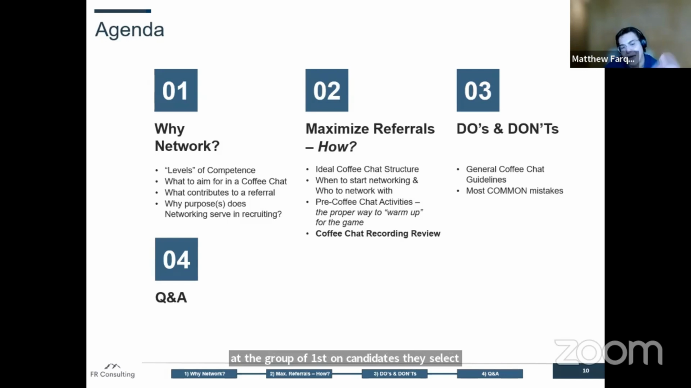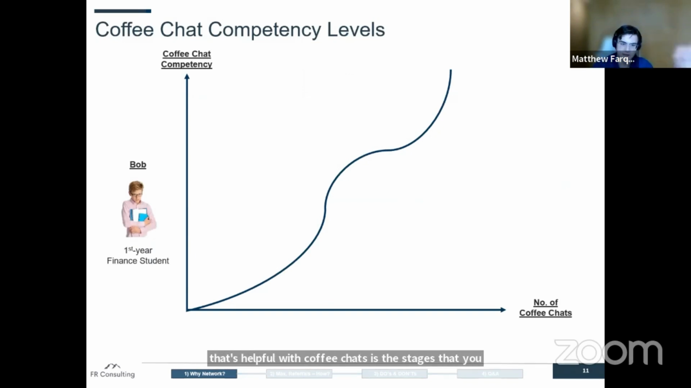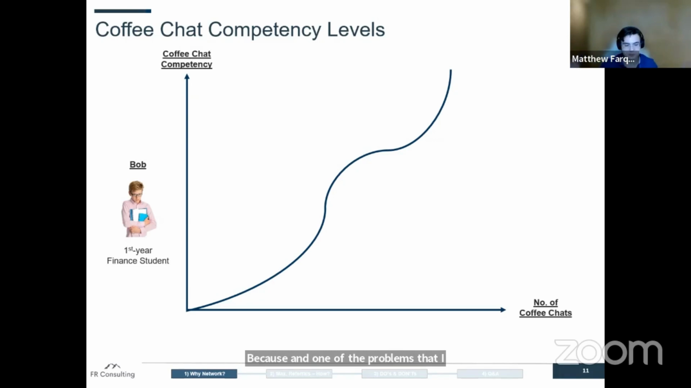But as we look ahead in the summer, something that's helpful with coffee chats is these stages that you may get to, that lie ahead, and the ones that maybe you've surpassed already. One of the problems I found with coffee chatting was I had no idea where I stood. And this makes sense in the context of recruitment because you have limited time, but unlimited things to do. The problem with recruitment isn't doing the work. It's what work you should be doing.